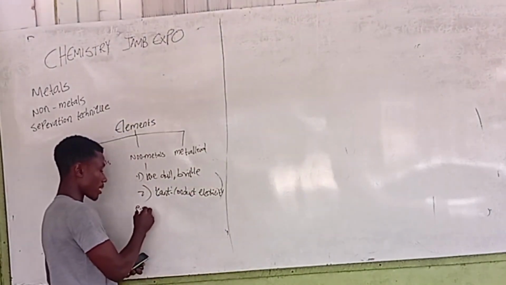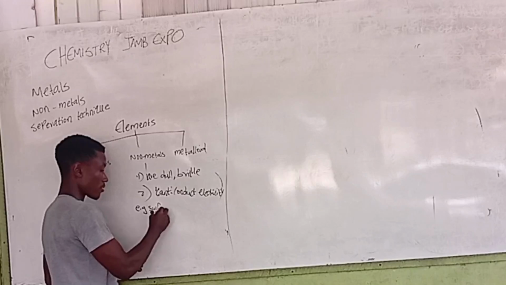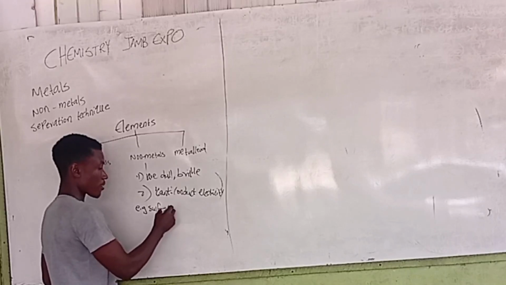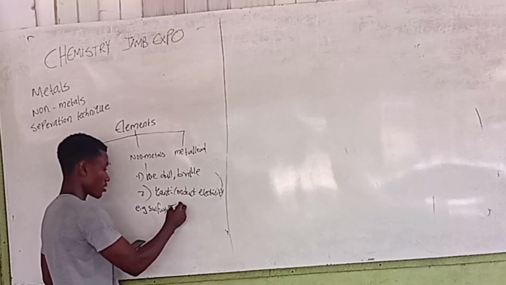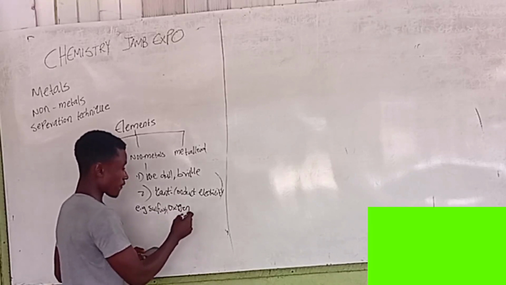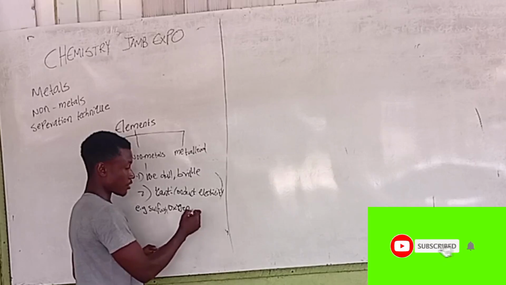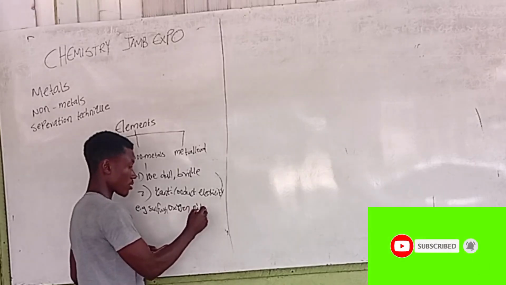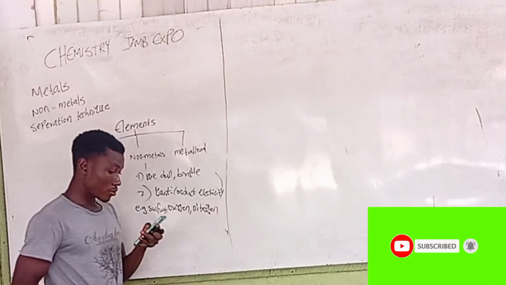Examples of non-metals are sulfur, oxygen, and nitrogen. So these are examples of non-metals.